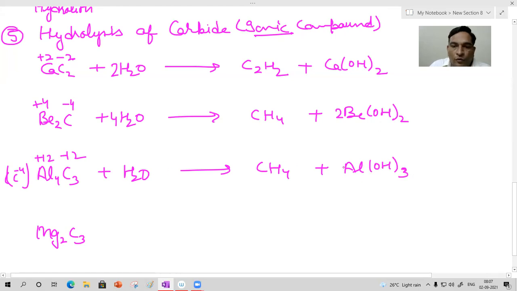How many aluminium? 4. So 4 here. How many carbon? 3. How many hydrogen? 12 or 12, 24. You should add 12H2O. I hope the reaction is balanced. 12 oxygen here, 12 oxygen there. Reaction balanced. The thing is important.